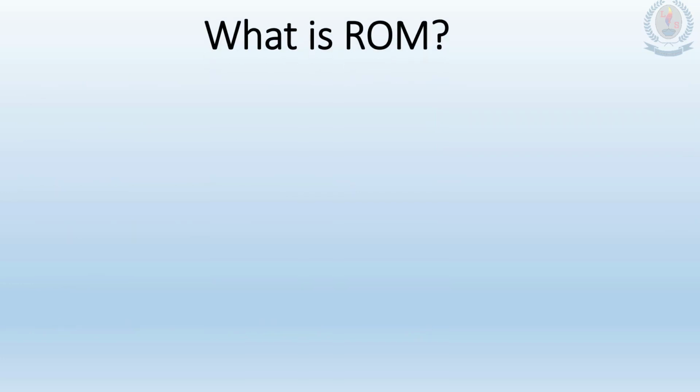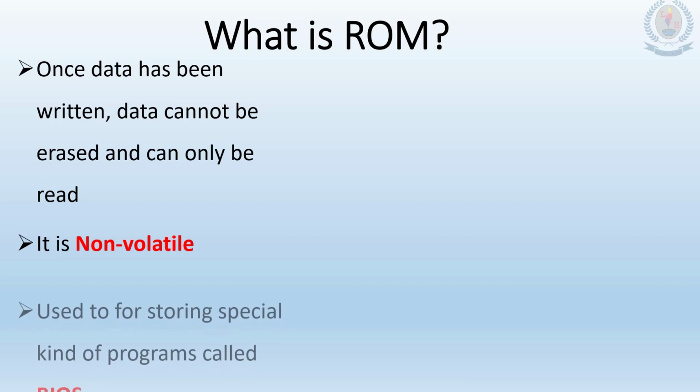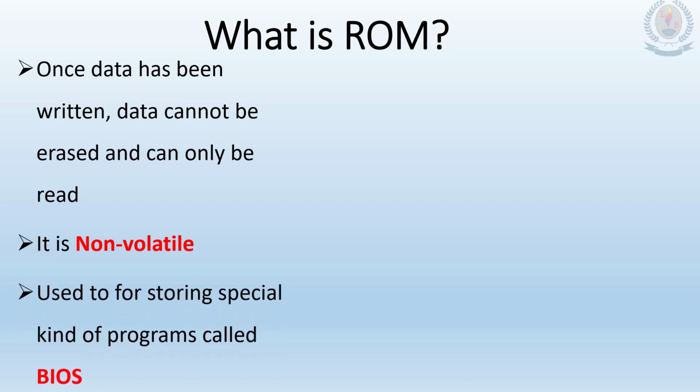Now let's see what is ROM. Once data has been written, it cannot be erased and can only be read using the ROM. Let's say once we have written data, that can be read from the read-only memory ROM and cannot be erased. And this is non-volatile. Now you know what is volatile, so non-volatile means the other way around. Let's see it later. So we use this ROM to store a special kind of software called BIOS.